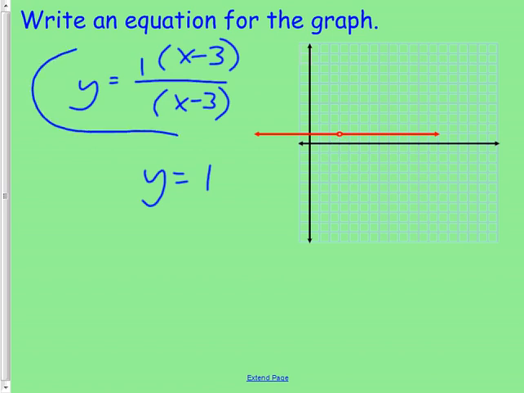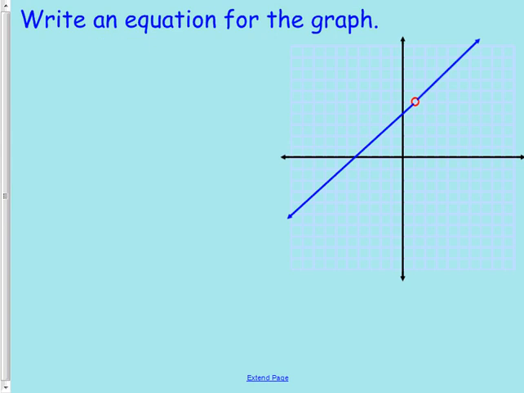This one right here. That would create this graph with a hole in it at 3. All right, let's do one more like that. This one. Well, first of all, you write the equation, ignore the hole. Seriously, the best way is to just ignore that hole. Act like it's not even there. What's the equation for a line that goes like that?